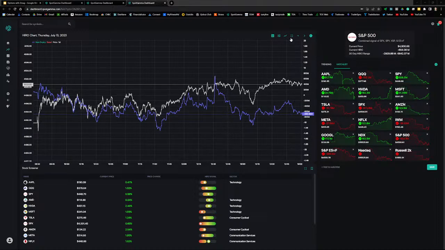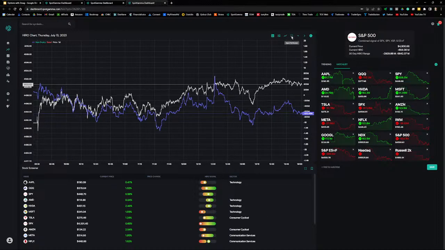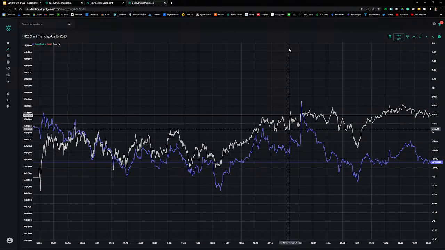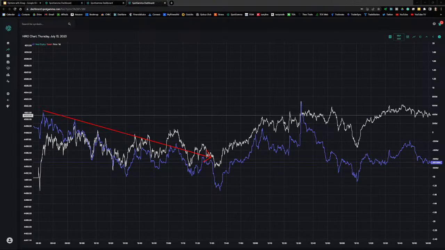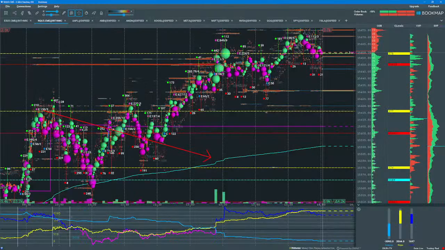All right, let's take a closer look at this chart. So first of all, from the open, the hero signal was generally making lower highs, while the SPX was chopping around in that range from 448, SPY 448 up above. Let's see. Go back to Bookmap.